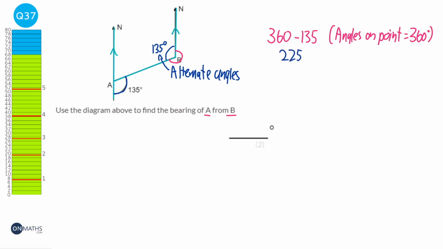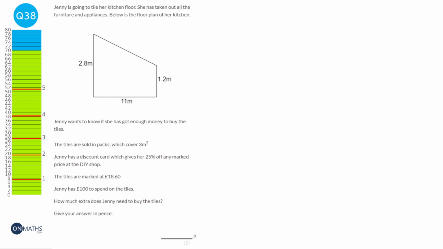So our bearing is 225 degrees. The first thing we need to do is work out the area of the floor, and you'll notice that this is a trapezium. So with a trapezium, the formula is half a plus b times h, and a and b are the parallel sides, so these ones are the parallel sides, and the height is the one connecting the two bases, the two parallel sides.